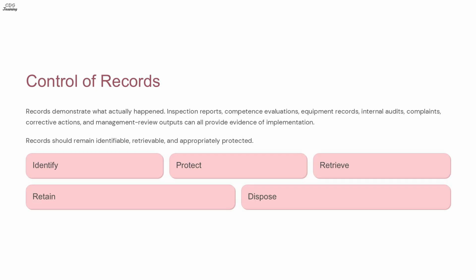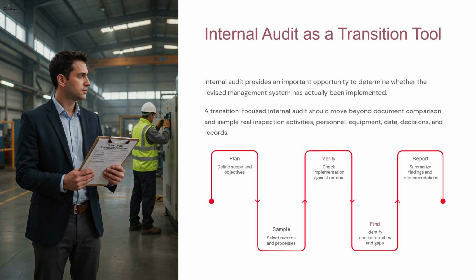Records provide evidence of what happened and should be identifiable, retrievable, and protected. They include inspection reports, audits, and management review outputs. Internal audits are crucial for determining if the revised management system is implemented. They should go beyond document comparison to include real inspection activities and personnel engagement.